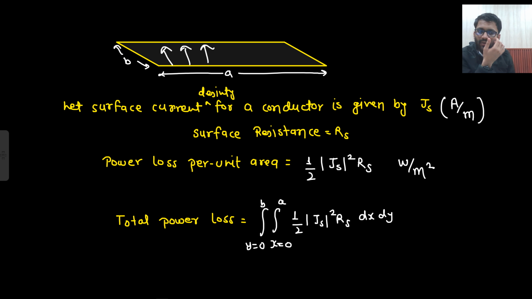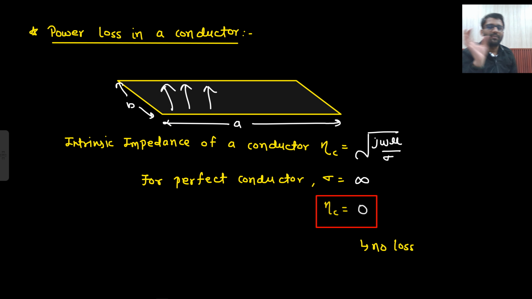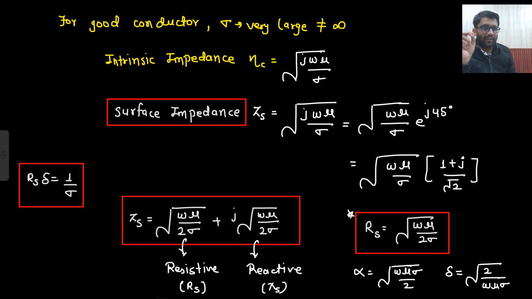Now what we need to study about. So let's see the summary of the discussion. The summary is, I am having a conductor where some current is flowing. Now if the conductor is having conductivity of infinity, that means there is no surface resistance. If there is no surface resistance, that means there is no power loss. But if conductivity is finite, that means it will have a finite intrinsic impedance, and intrinsic impedance is known as surface impedance only.